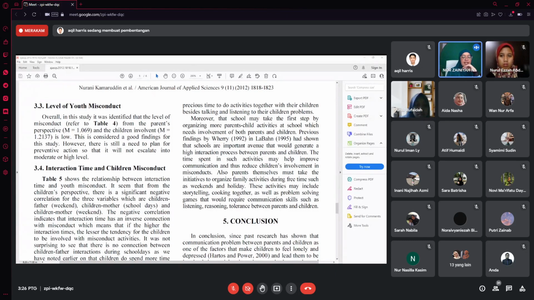So meaning to say, the understanding is that this is considered a good finding for the study. However, there is still a need to plan for preventive action so that it will not escalate into moderate or high level. Meaning, when it says that, we need to understand what is being said there, and it says that the number is good, meaning it's not a problem.